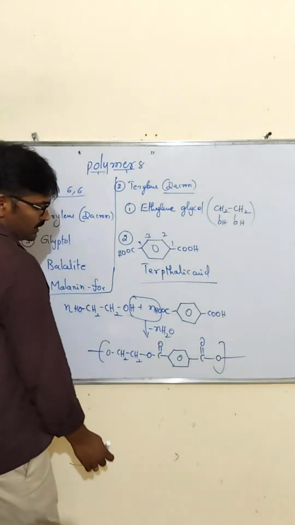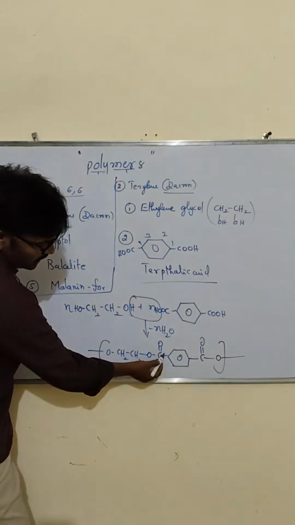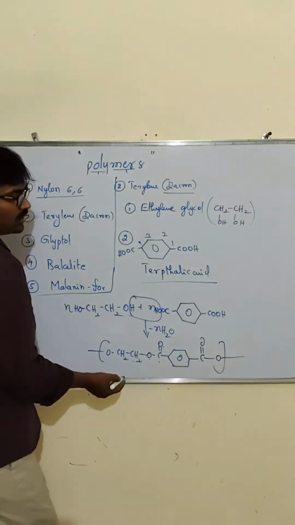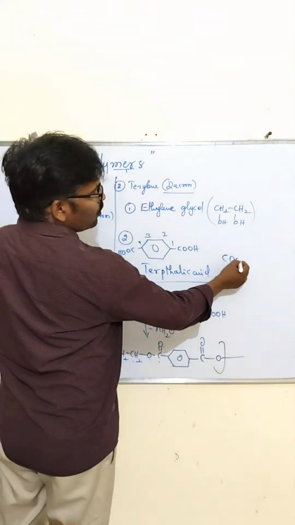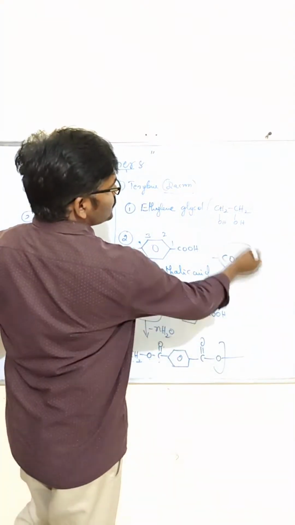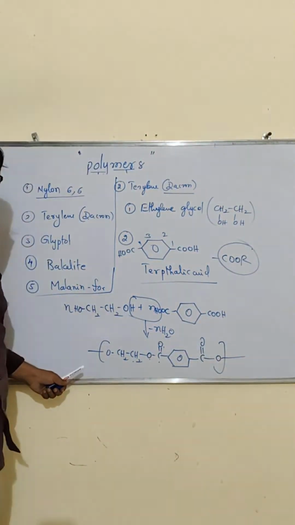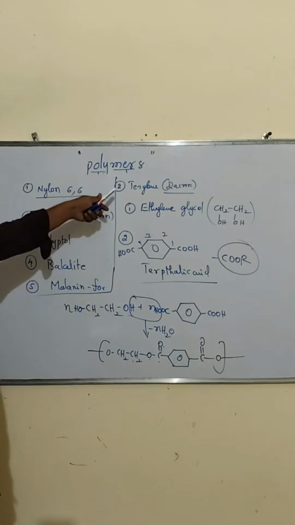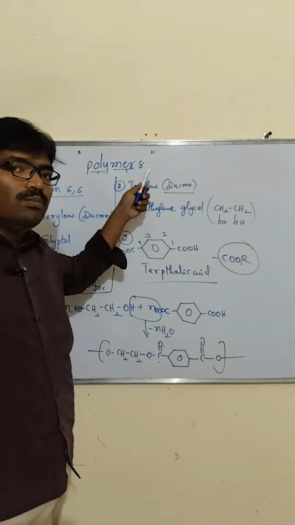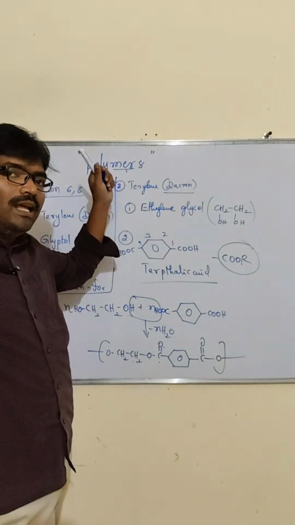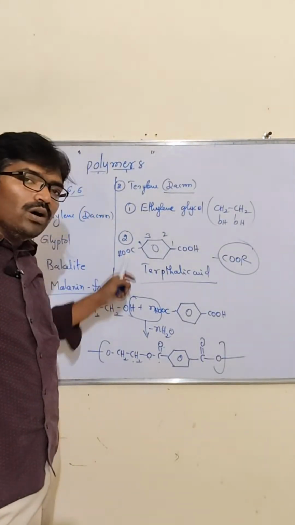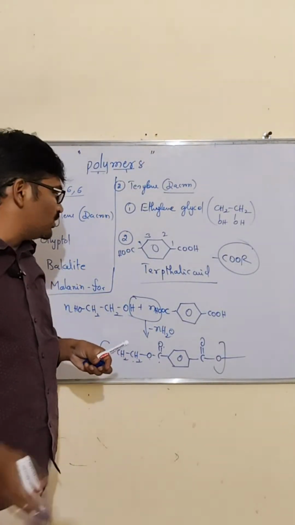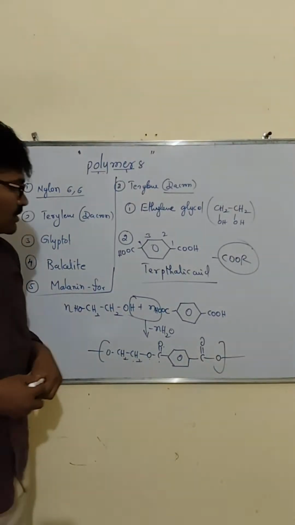So this is C double bond OR, that we call COOR. This is an ester, so we call it polyester. One example of polyester is terylene. Terylene is one of the polyesters. Yes, note all this.